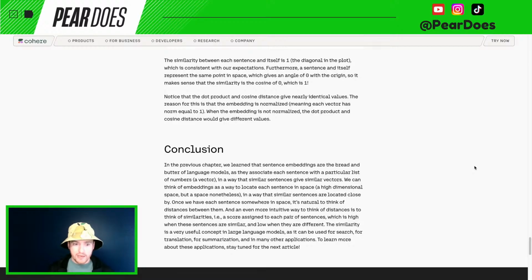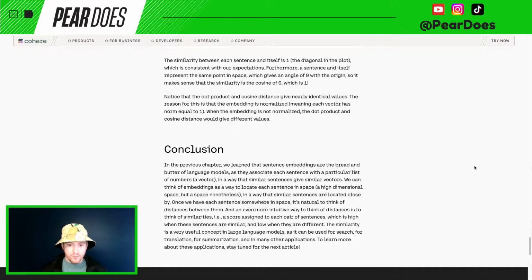We can think of embeddings as a way to locate each sentence in space in a way that similar sentences are located close by. Once we have each sentence somewhere in space, it's natural to think of distances between them. An even more intuitive way to think of distance is to think of similarities, i.e. a score assigned to each pair of sentences, which is high when these sentences are similar and low when they are different.